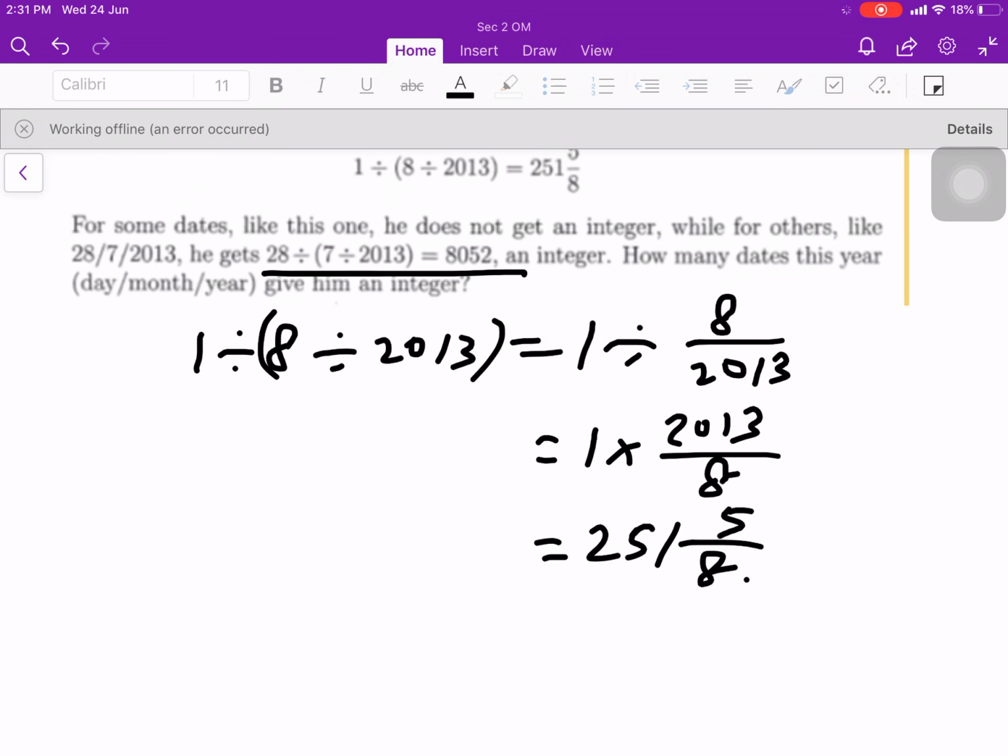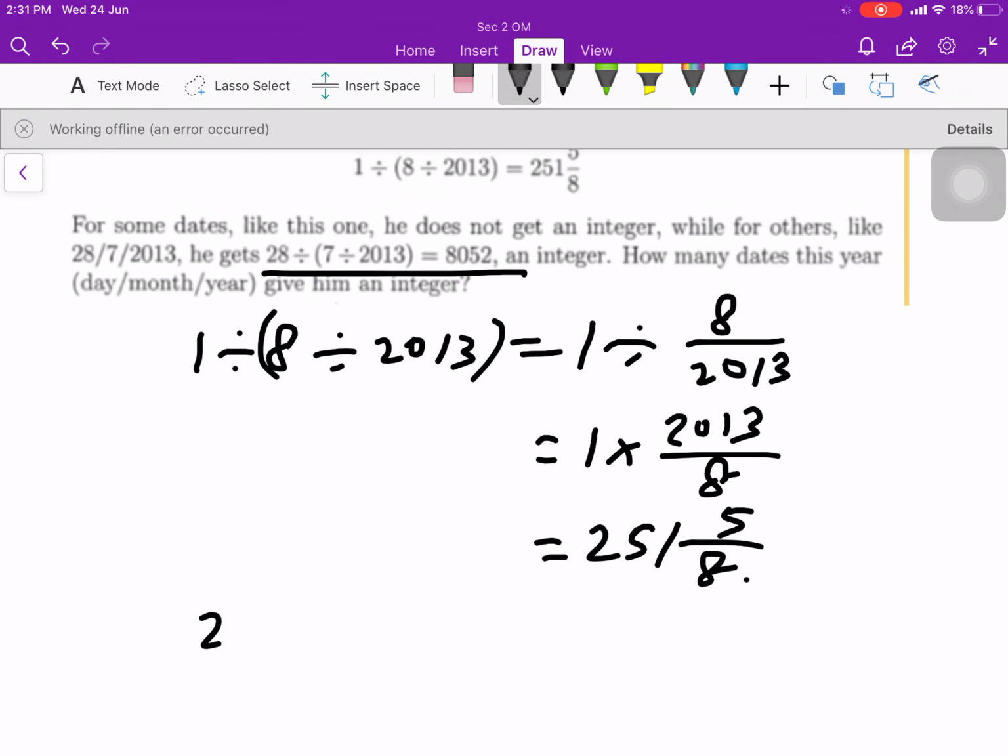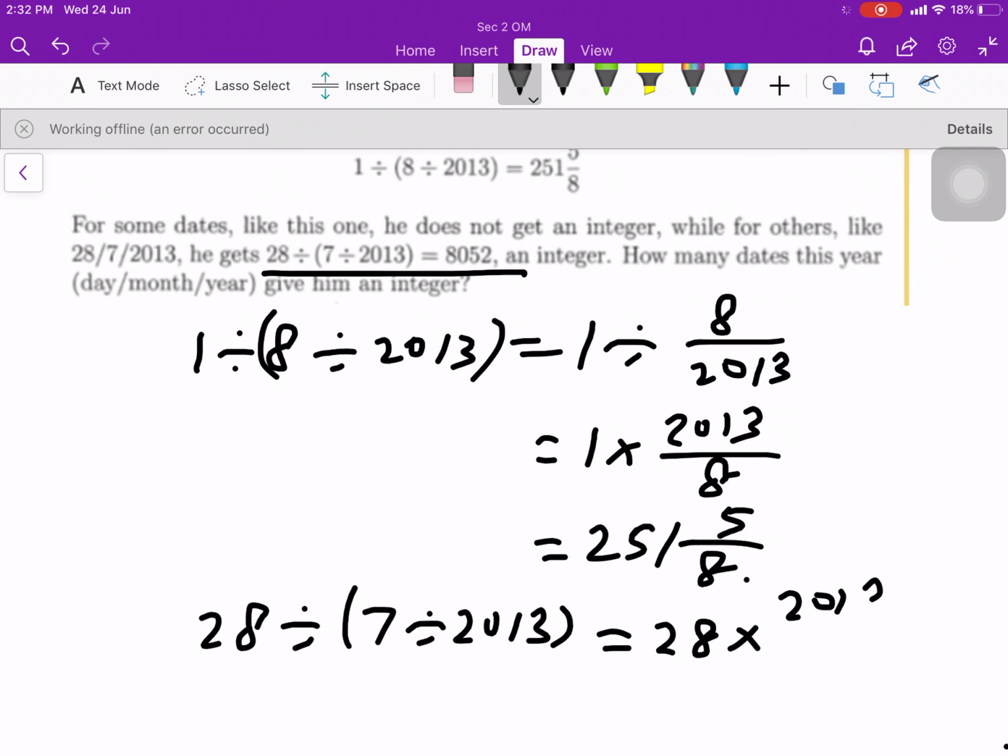Why do you get an integer? That means in this case, can you see that 28 divided by 7 divides 2013? Therefore, this becomes 28 times 2013 divided by 7, right? Therefore, it's actually 4 times 2013, you get 8052. Therefore, I think with that, we can understand the question better, right?